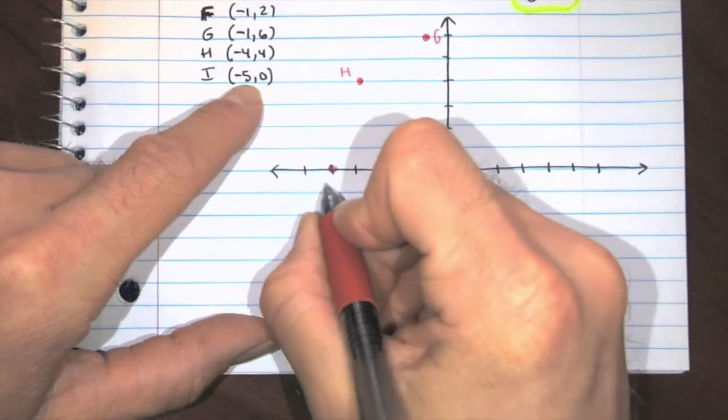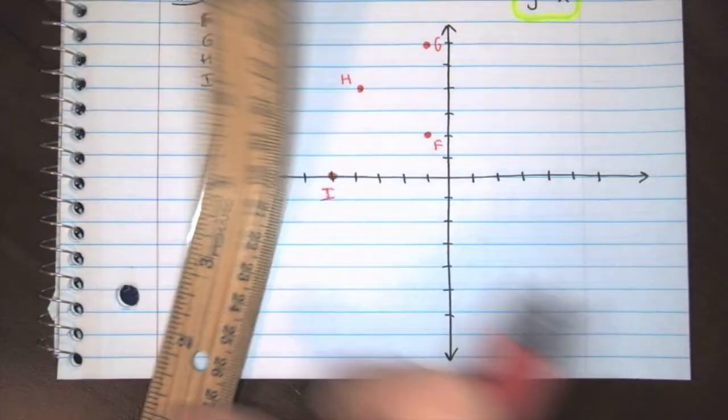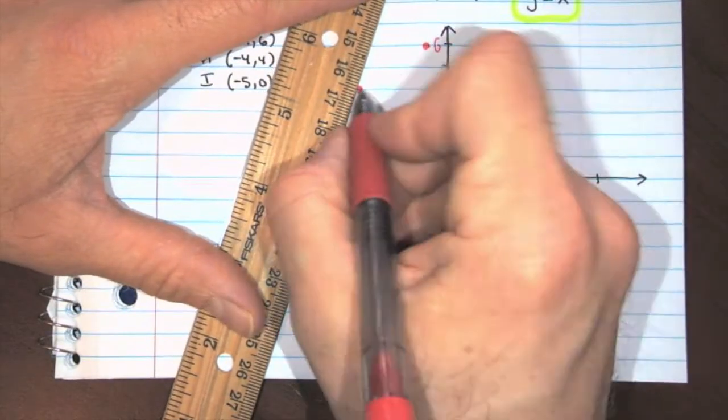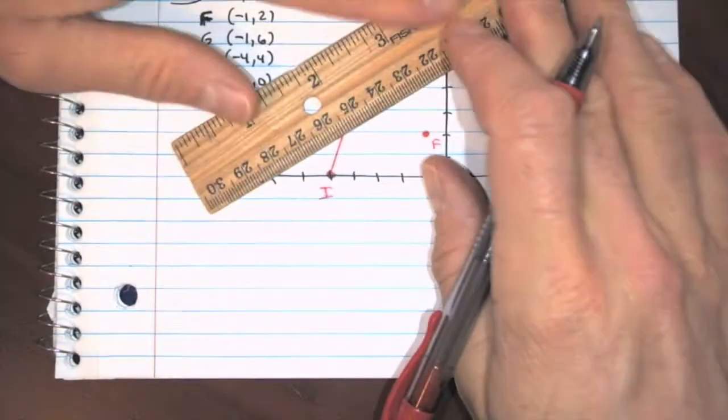Negative 5, 0. Alright. This is the easy part of this problem, graphing it. Hopefully everybody knows how to graph. Okay.